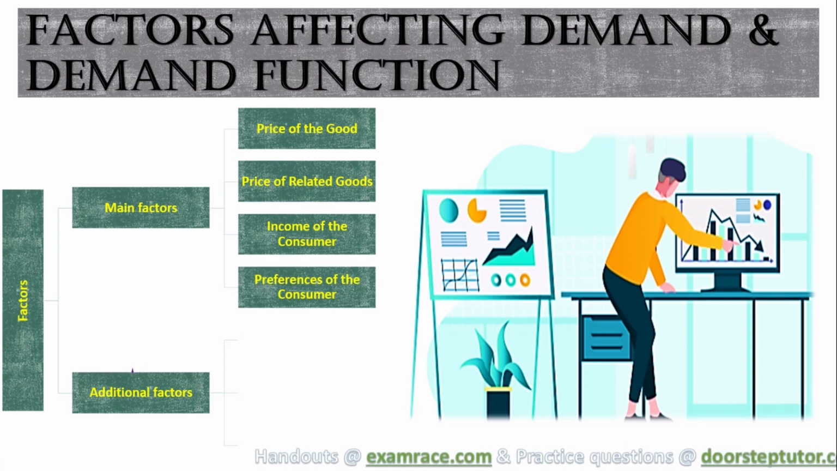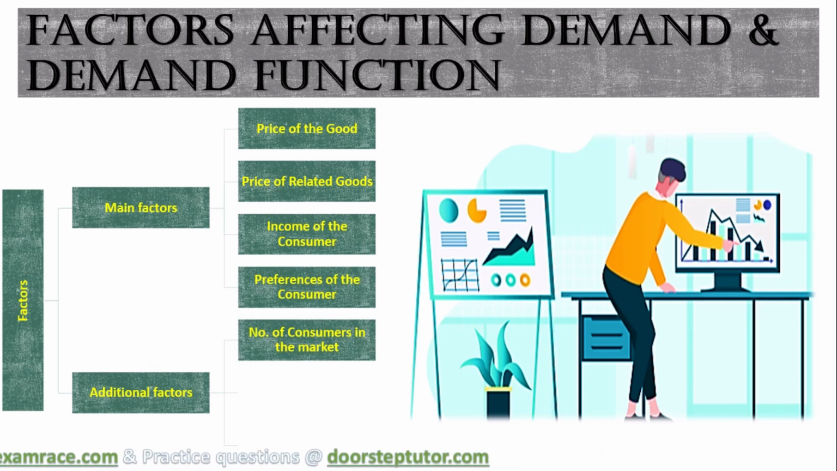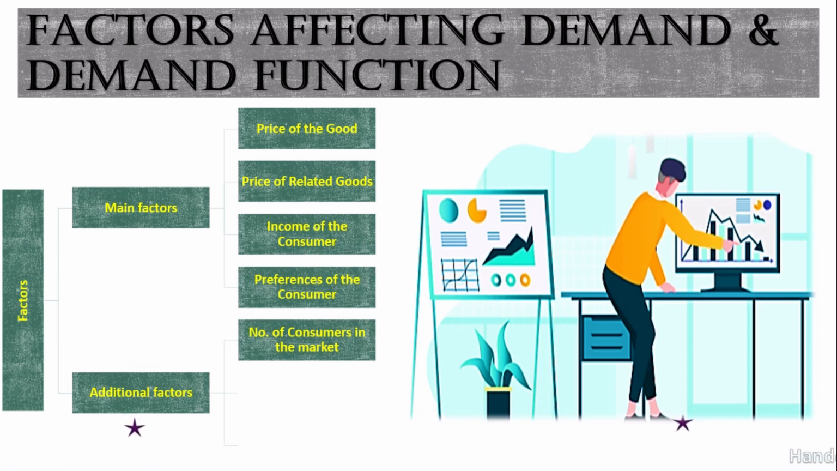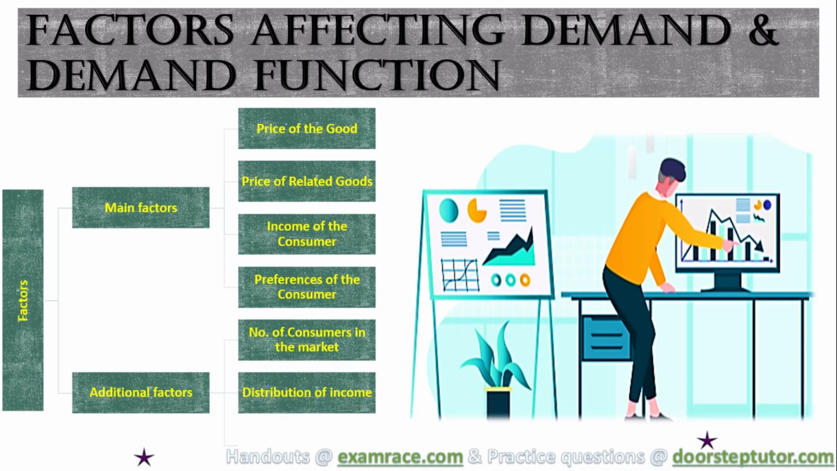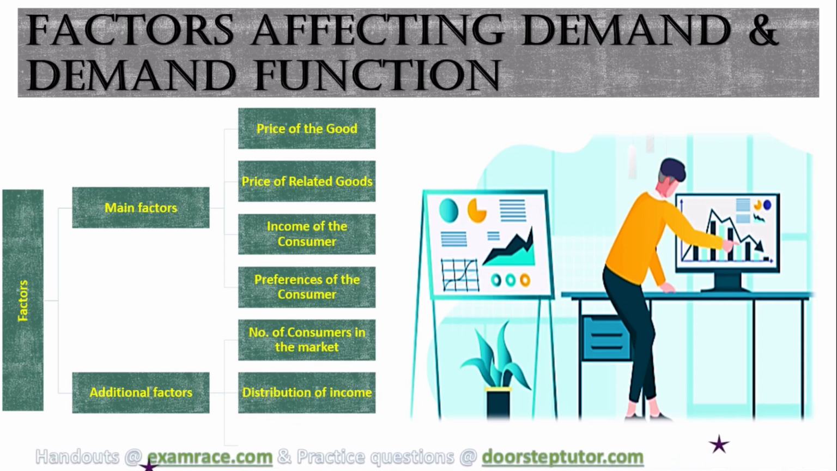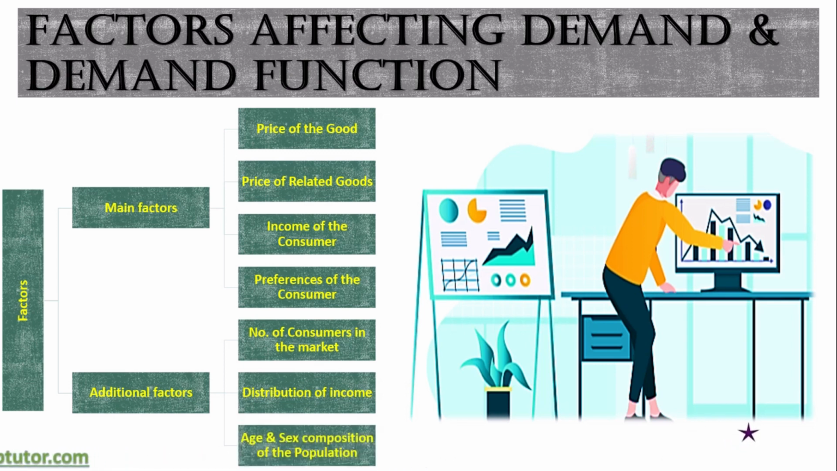Moving on to the next factor, which is number of consumers in the market. If the maximum number of consumers in the market are present, then the price of the commodity will automatically increase. Moving on to the next factor, which is distribution of income. High income group is supposed to grab more demand, and age and sex composition of the population is another factor that also affects the demand of a commodity.